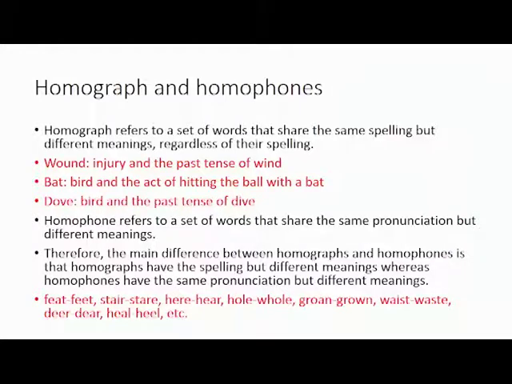A bat can be a flying animal. It can also be an act of hitting the wall with a bat. And then we have dove. A dove can be a bird, and it is also the past tense of dive. So, homographs are words that have the same spelling but different meanings.